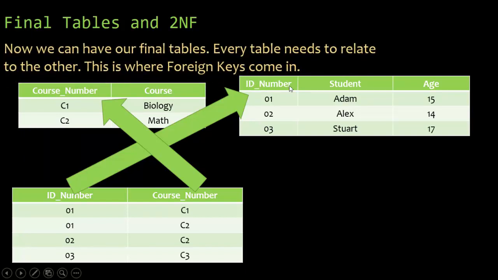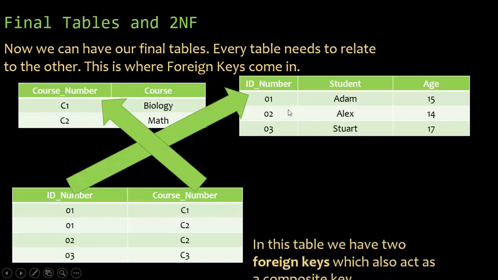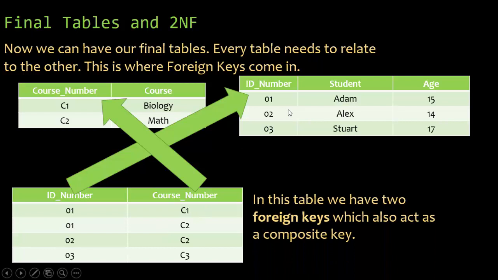We have our final tables here. Every table needs to relate to the other, and this is where the foreign keys come in. I cannot just chop these into two separate tables. I need another table that ties this information together. So in this table, we have two foreign keys, which also act as a composite key. I can't use just ID number in this table, because I have repeating values. I can't use course number in this table, because C2 appears twice. Student 3 is also taking course 2.